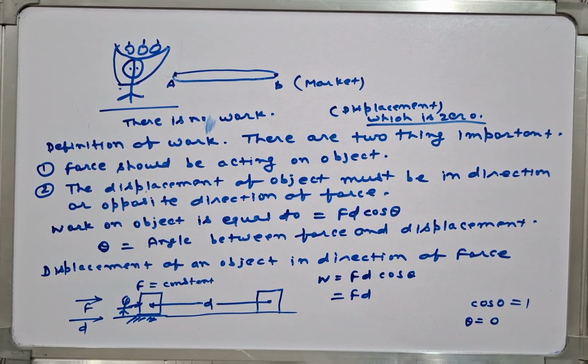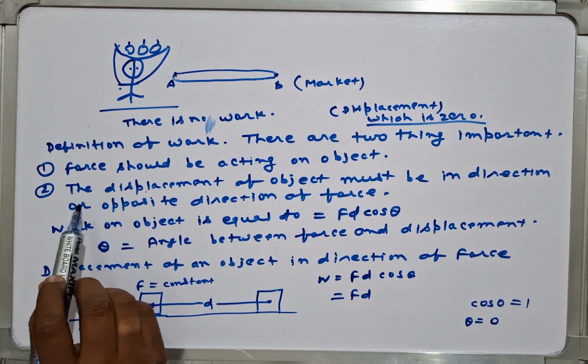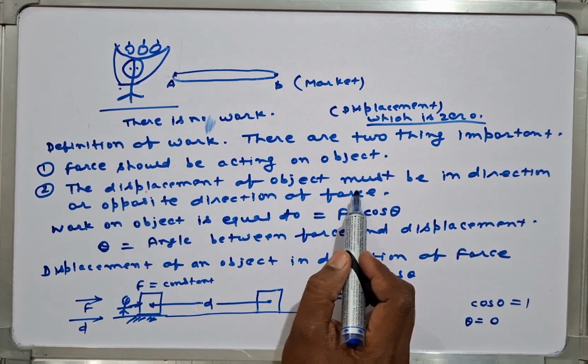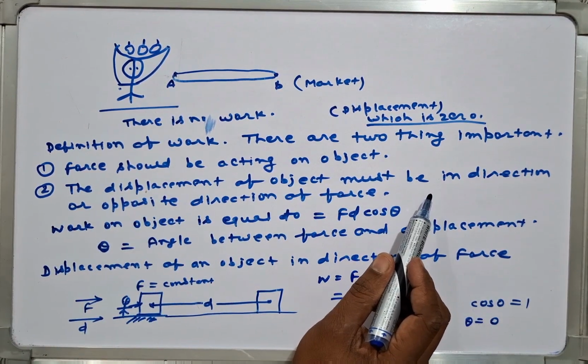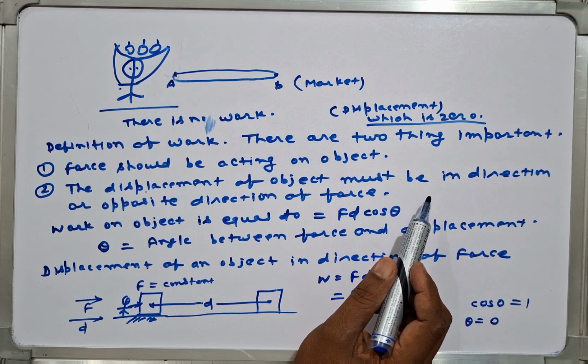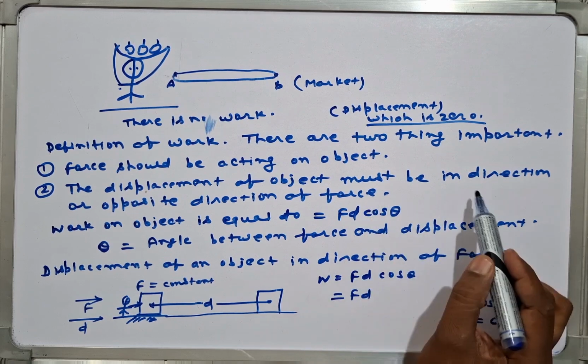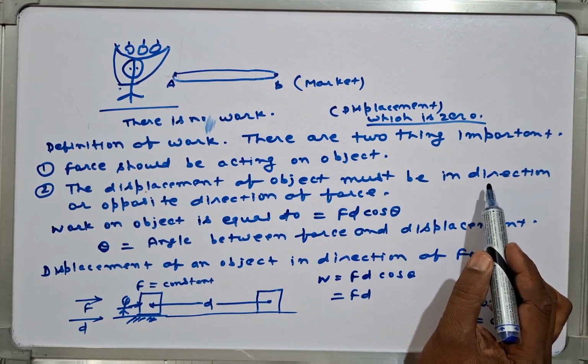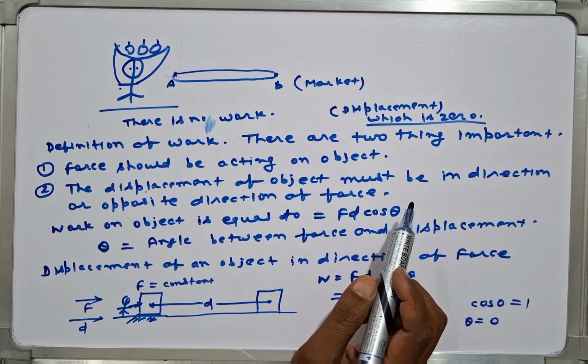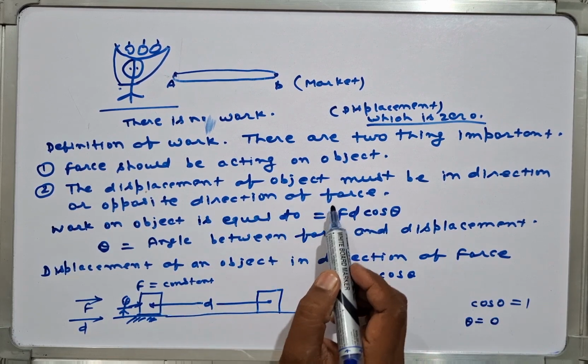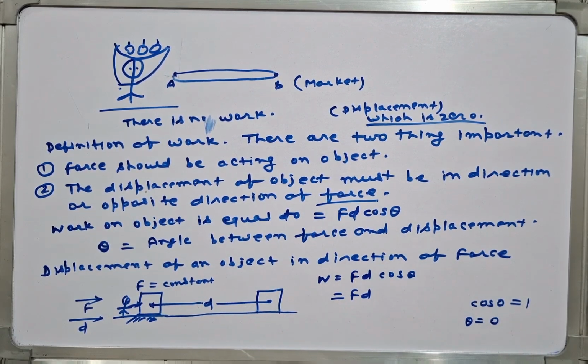Now see, as per the definition, displacement of the object must be in the direction or opposite direction of force. So here displacement is occurring where? In the direction of force.